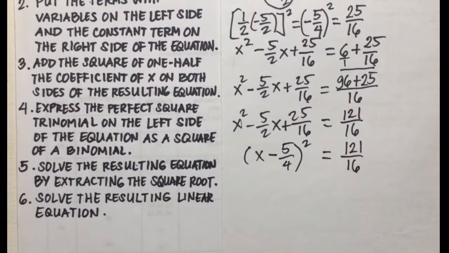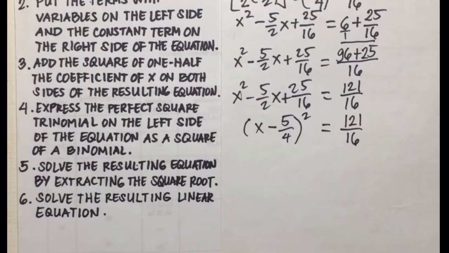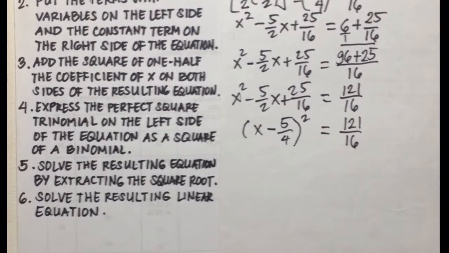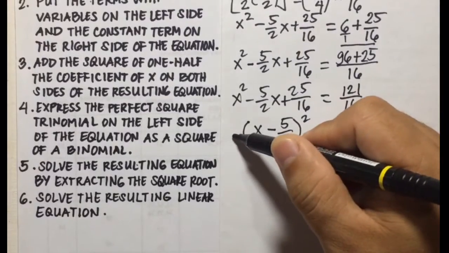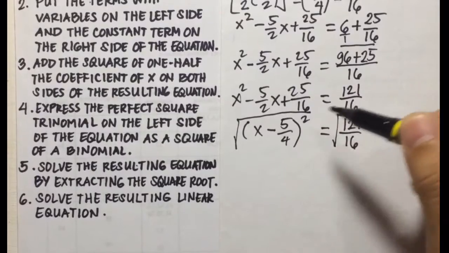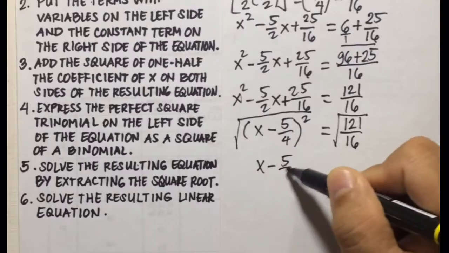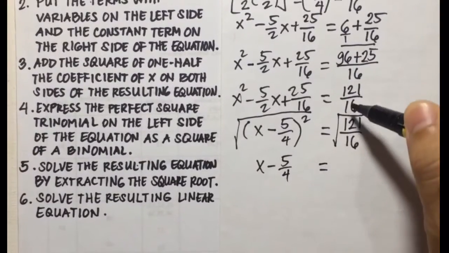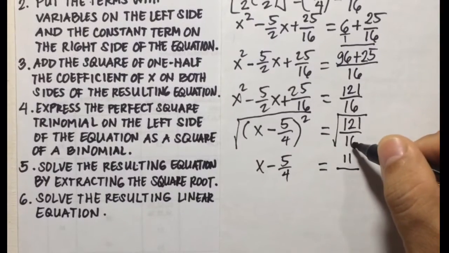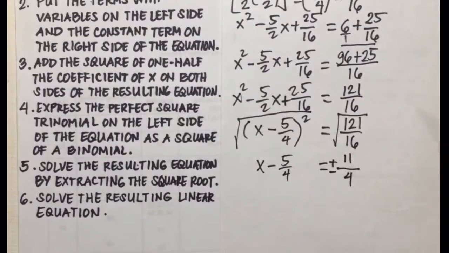Then for step number 5, solve the resulting equation by extracting the square roots. So we're going to extract the square roots here. So we're going to have square root of left side and square root of the right side. So the answer here will be x minus 5 over 4. And on the right side, square root of 121 is 11. And square root of 16 is 4. So we're going to have here plus or minus 11 over 4.